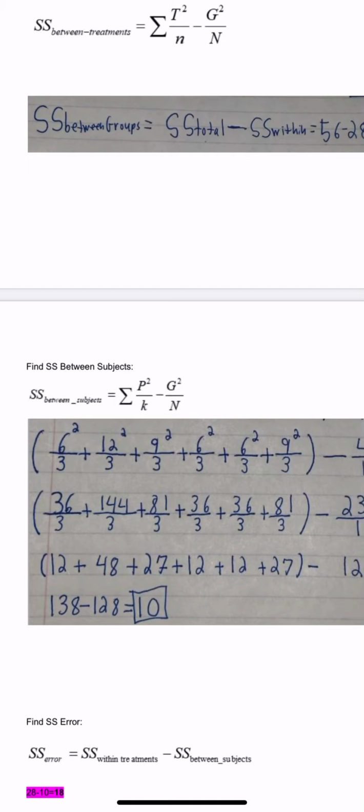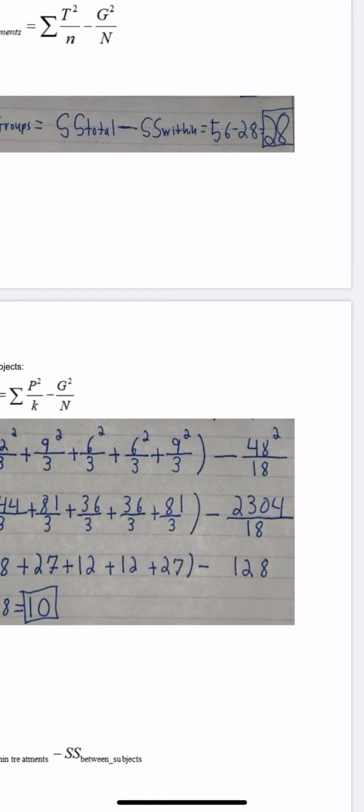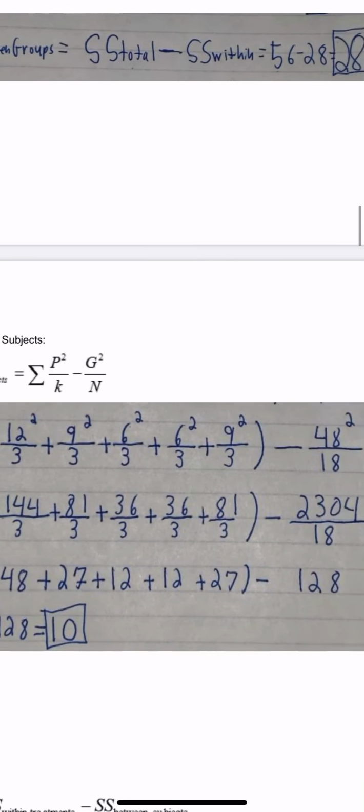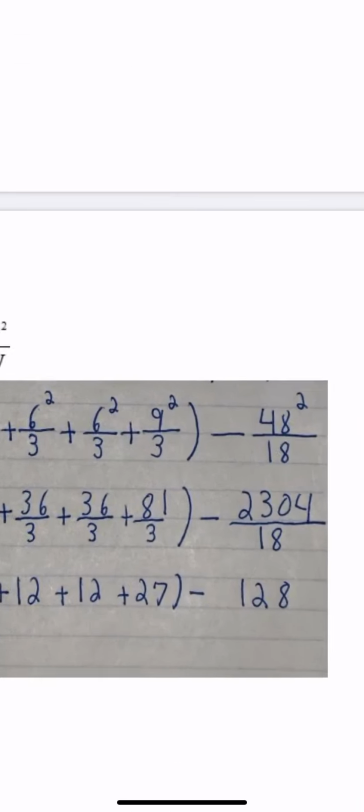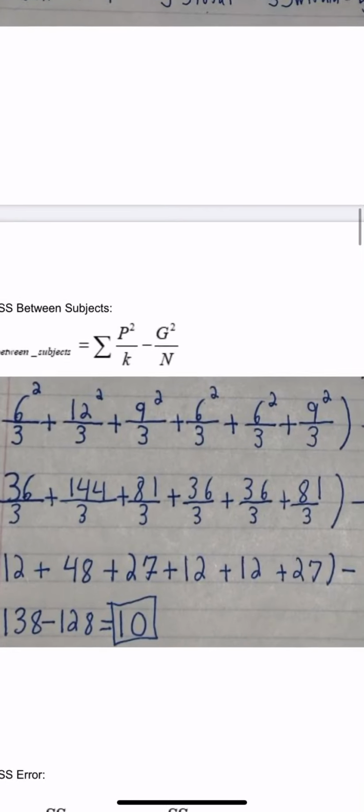So the first step that you should do is you should do 6 squared divided by 3, 12 squared divided by 3, 9 squared divided by 3, 6 squared divided by 3, 6 squared divided by 3, 9 squared divided by 3. And then leave this G squared over N, the 18, outside, right? Because you know you have to get this value first and then subtract this value from it. So you can see I did everything step by step.